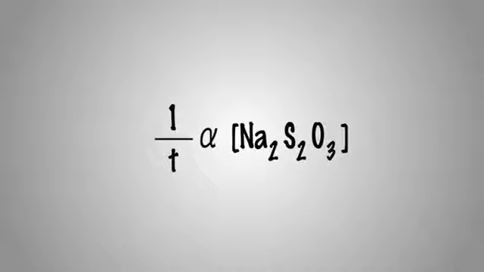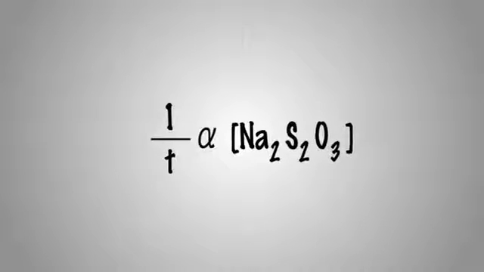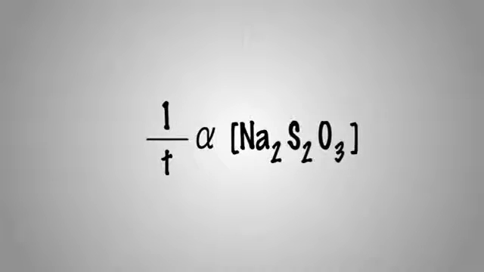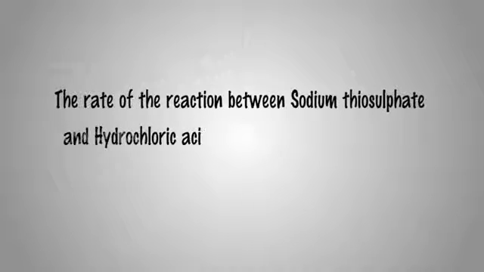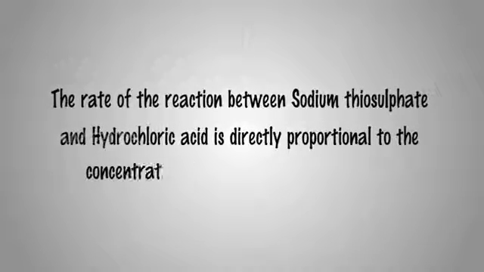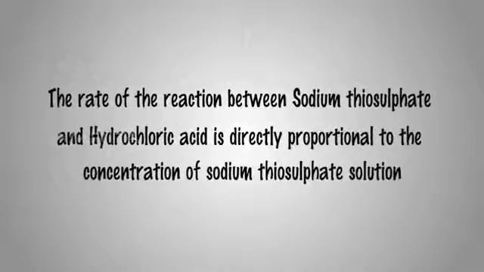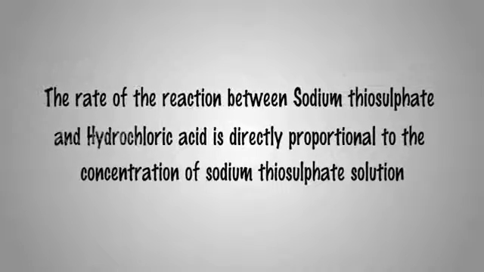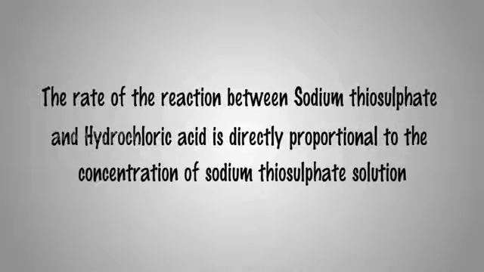From the graph it is clear that 1/t is directly proportional to the concentration of sodium thiosulphate solution. But 1/t is a direct measure of rate of the reaction. Therefore, rate of the reaction between sodium thiosulphate and hydrochloric acid is directly proportional to the concentration of sodium thiosulphate solution.